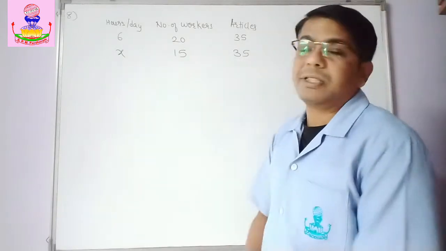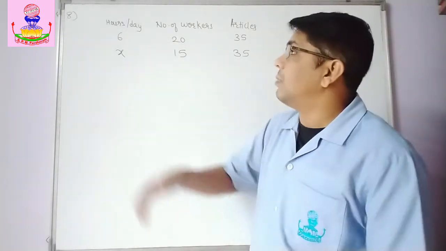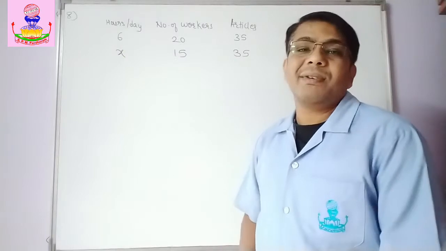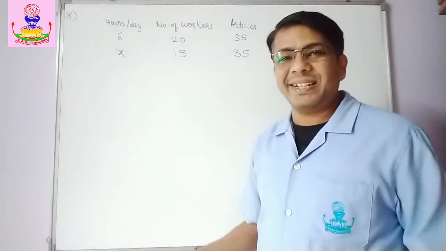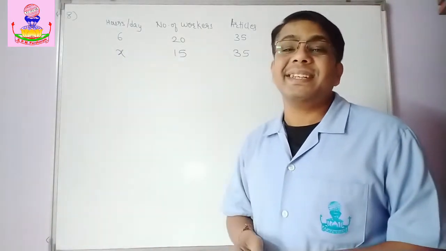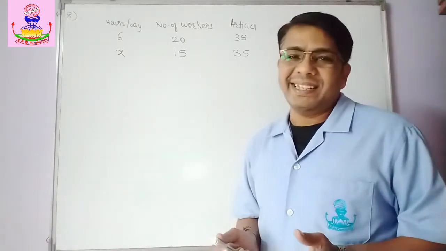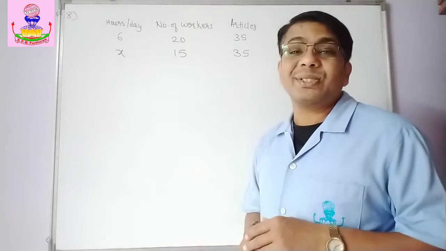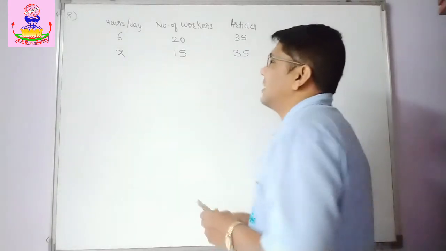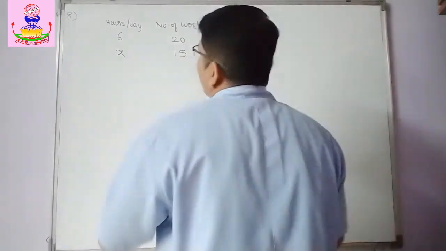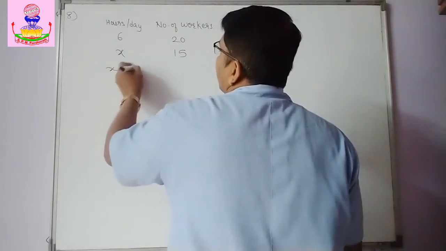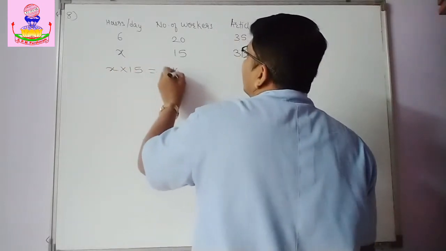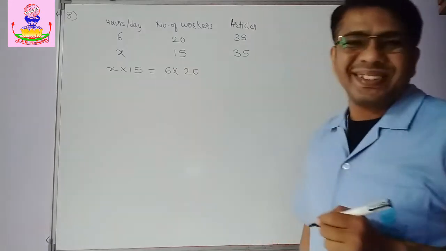As the number of workers decreases, will the number of hours per day increase or decrease? Yes, definitely they will increase. And hence it is what? Yes, inverse variation. Okay, and in inverse variation what is constant? Yes, of course, the product is constant. So what will you do? x into 15 should be equal to 6 into 20.